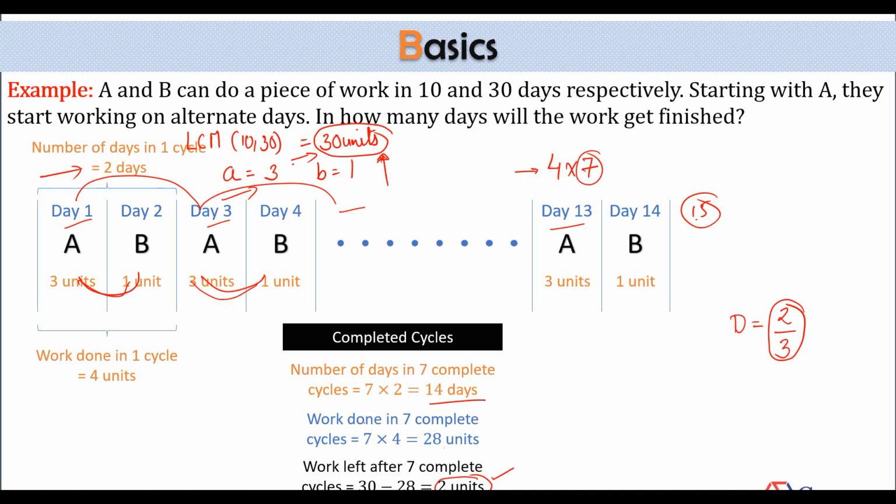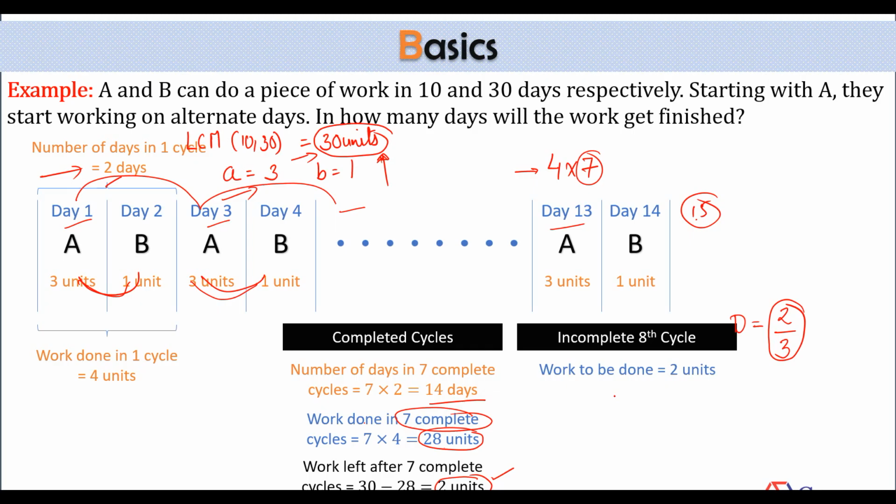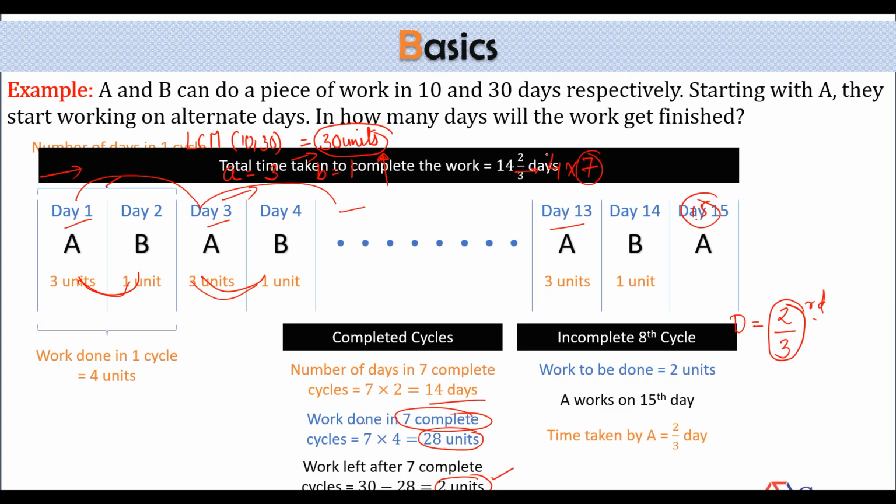So let's count the total number of days here. 28 units were finished in 7 complete cycles, and one cycle is 2 days. So 7 cycles will give you 14 days, and we have an incomplete 8th cycle here. So the total number of days will be 14, which was equal to 7 cycles, and on the 15th day, A will finish the work. He will not work for the complete day, only for two-thirds of a day. So the answer becomes 14 and 2 by 3. Now, we are getting a fractional day here.